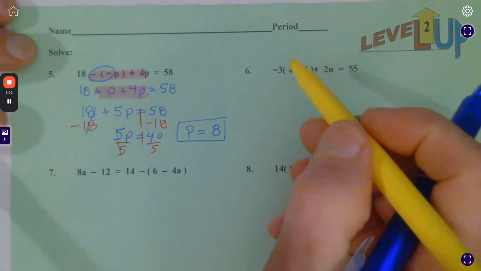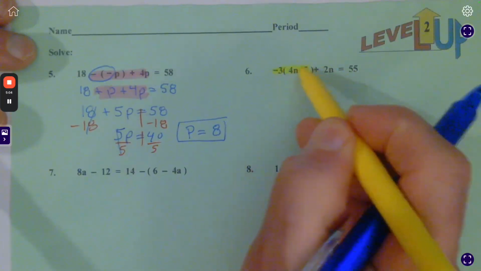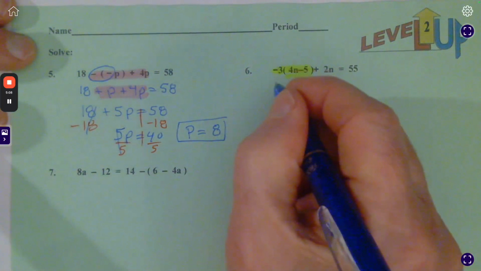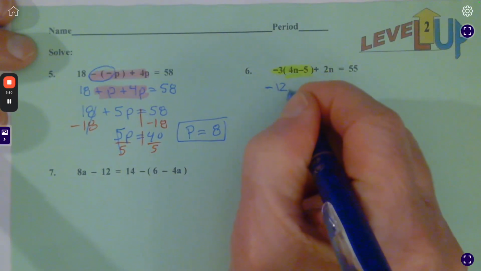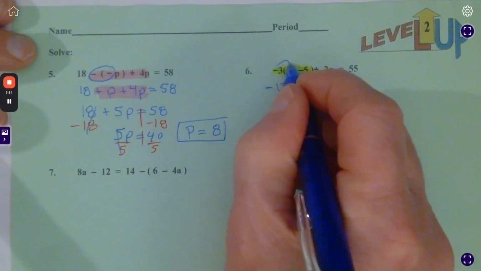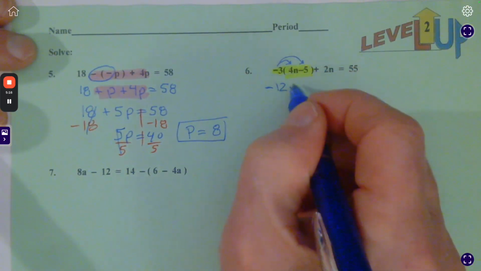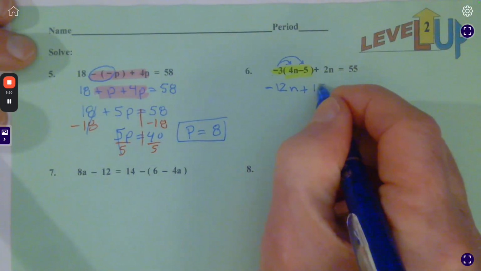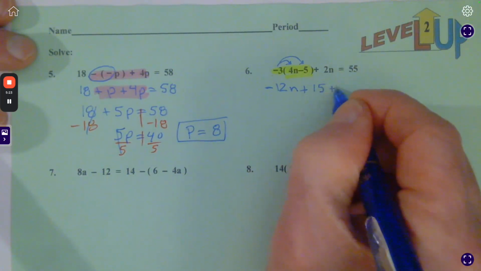Okay, notice on number 6, we have distribution. So on the left-hand side of the equal symbol, I can simplify that distribution. So negative 3 times positive 4 is negative 12, category N. Negative 3 times negative 5, right? We're distributing like so. Negative times a negative is a positive. 3 times 5 is 15. Keep writing the rest.